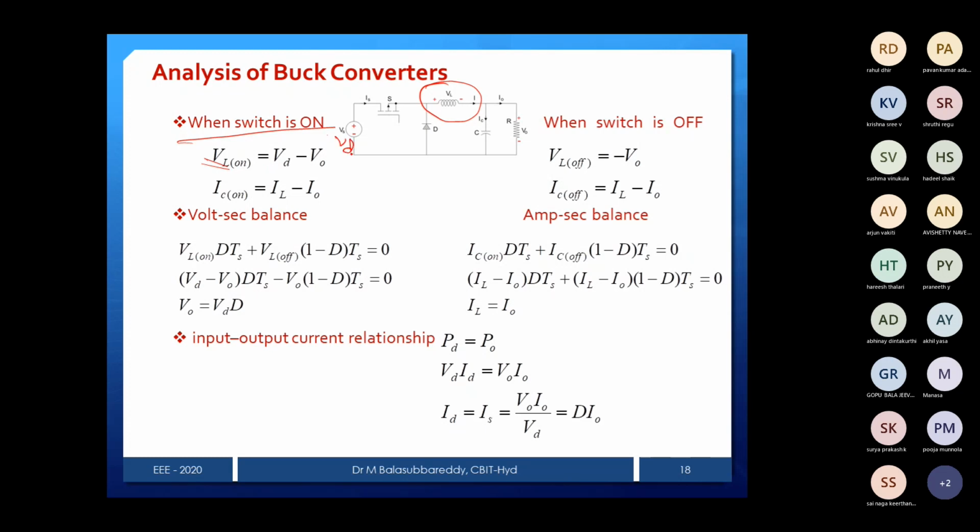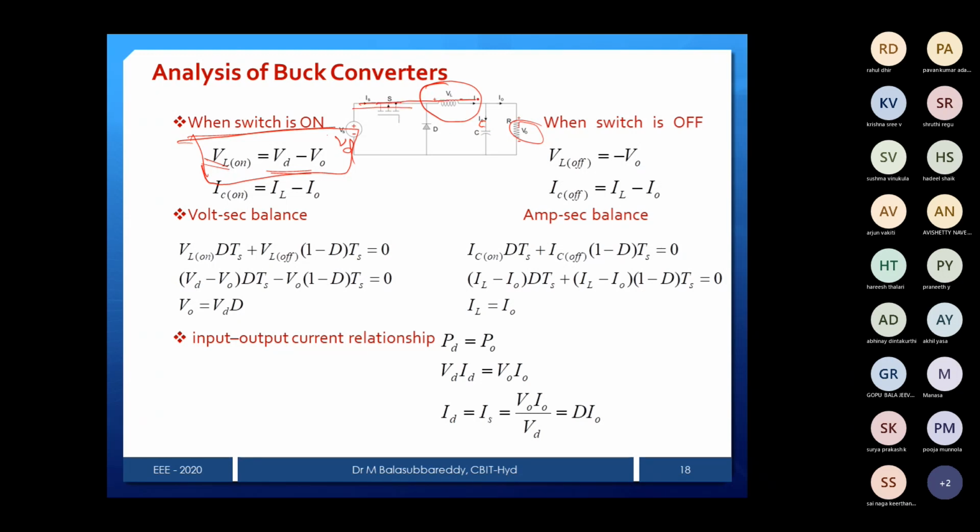Let's consider the input is VD and the output is Vout, then VD minus Vout is the voltage across the inductor. Then what is the current passing through the capacitor? So there is an IC. This is the current passing through the capacitor when the switch is on.